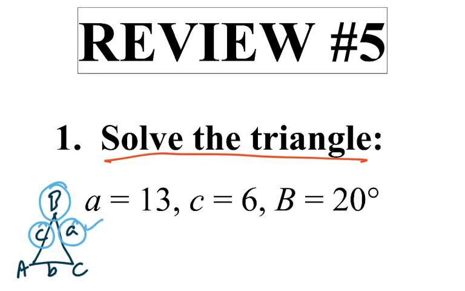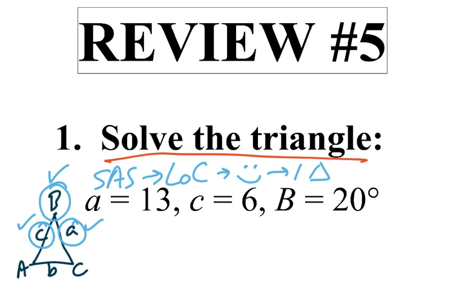Oh, that's kind of nice. That's a side, and the angle in between. This is side angle side. Hey, that's a law of cosines. Hey, we like that, right? Because there's no ambiguity here. There's no 0, 1, or 2 triangles. There will always be one triangle left.